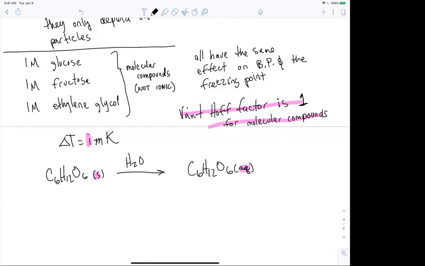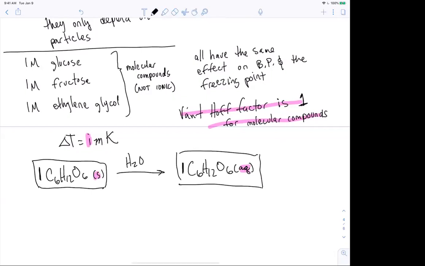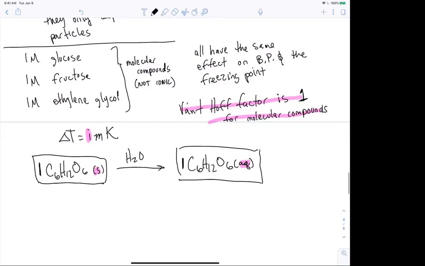I start out with 1 mole on this side. I end up with 1 mole over here. That's what this Van't Hoff factor is talking about. It's just saying the number of moles that I start out with on the, I don't want to call it the reactive side, but like in the solid, how does that compare to the number of moles I end up with in the products?